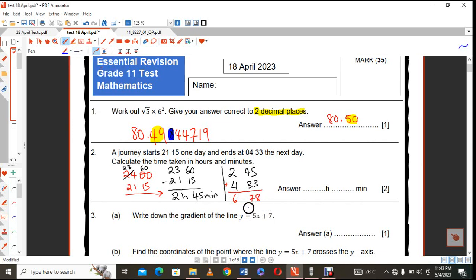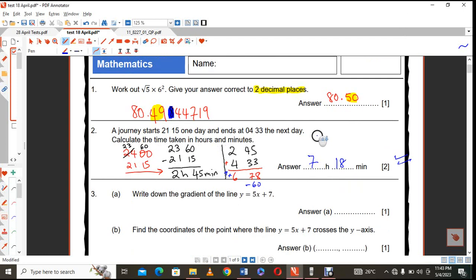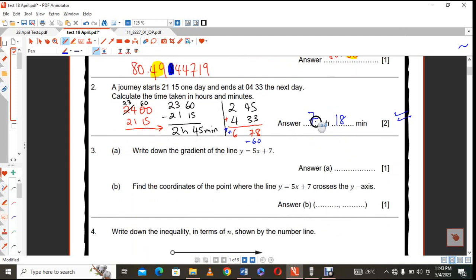78 minutes is more than an hour, so I'm going to subtract 60 minutes and I'm going to add that hour there. So at the end of the day, it's 7 hours, and 78 take away 60 is 7 hours and 18 minutes. This is how that question, some people, they count, whatever you do, just get to the correct answer. When it comes to duration, there's no compromise.